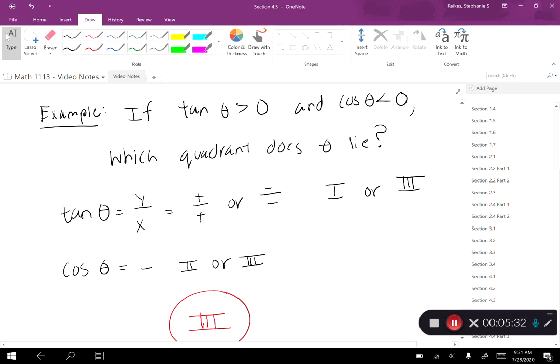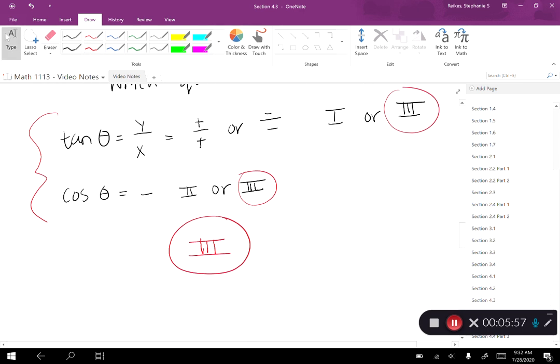Well, tangent being positive happens in quadrant 1 or 3. The second piece of information told me cosine theta must be less than 0. Well, that means cosine must be negative. Well, cosine is negative in quadrant 2 or 3. If both of these things must be true, they overlap in quadrant 3. So 3 is my solution.